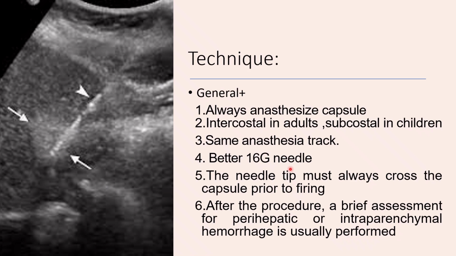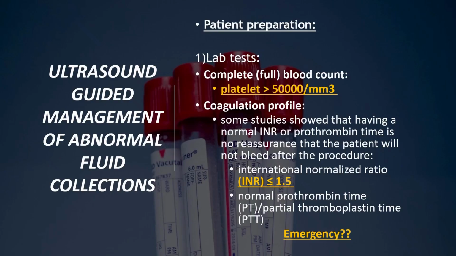The needle tip must always be crossing the capsule to avoid injury before firing, and after the procedure we should assess the patient for any perihepatic or intraparenchymal hemorrhage. This is just an example for the true cut biopsy, and the most common is the liver biopsy. The same goes if we are going to aspirate an abnormal fluid collection.